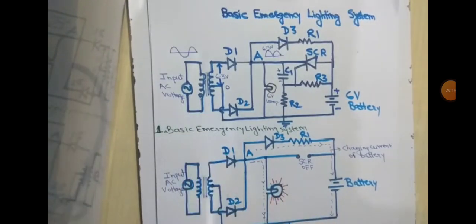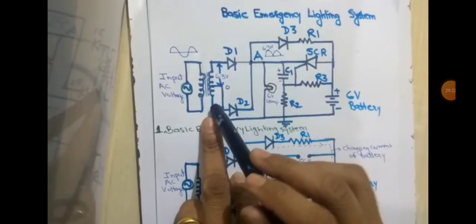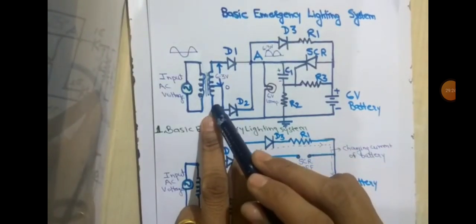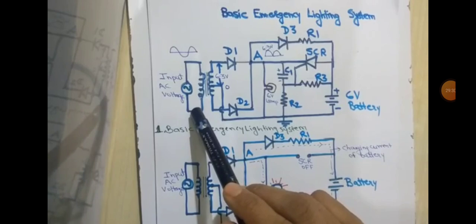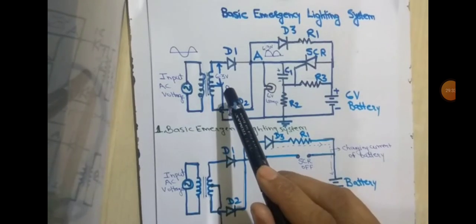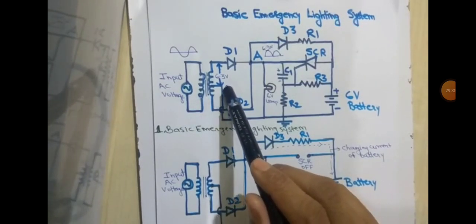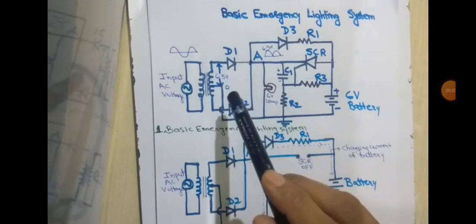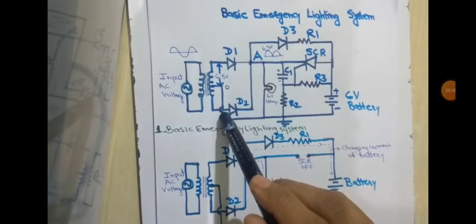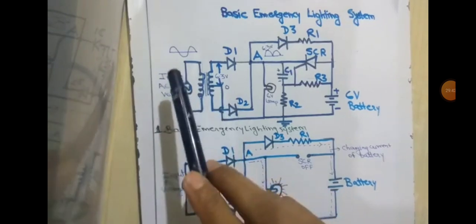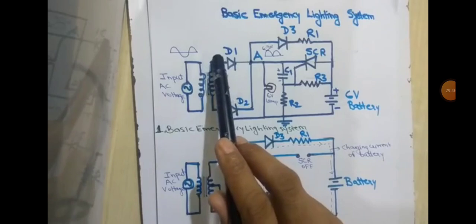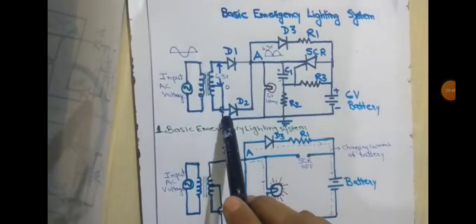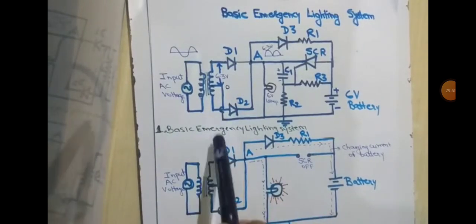Whenever the input AC voltage is applied to this transformer, this is the center tap step down transformer. When 230 volts is applied to the primary side of the transformer, here the 6.3 volts appears on the upper half winding and the same voltage appears on the lower half winding. But during the positive half cycle of the input AC voltage, diode D1 is forward biased. At the same time, diode D2 is reverse biased.